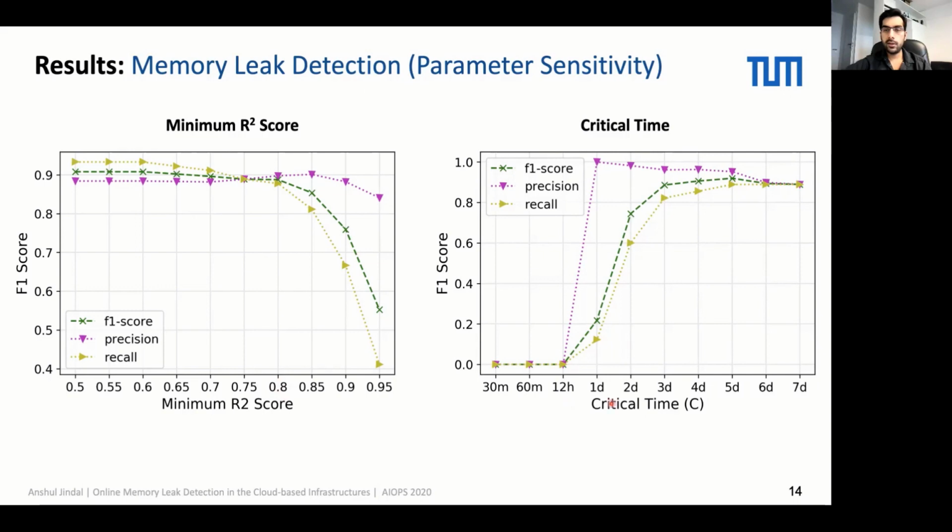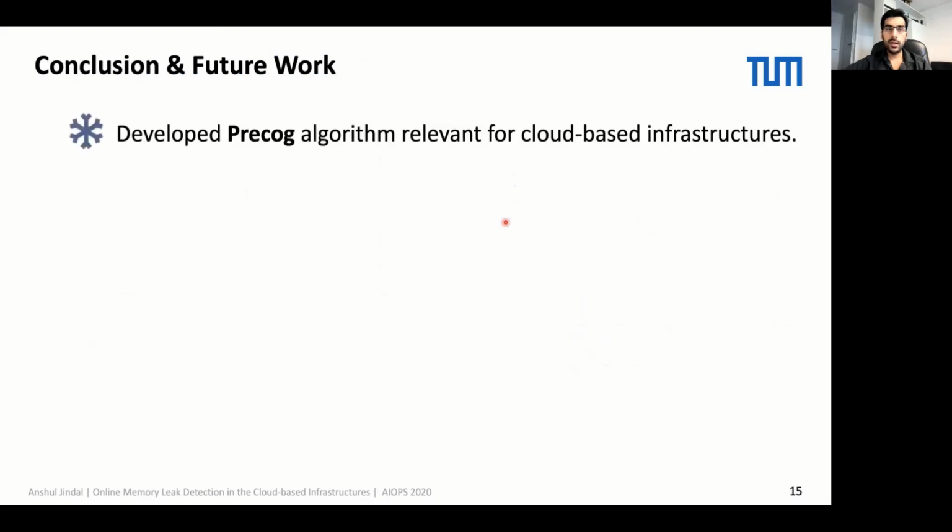Similarly, the critical time is mostly dependent on the data set and what is useful for us. We have 7 days as quite useful for the data set which we had, but keeping it very short is not good. We can see that after 3 or 4 days, the accuracy remains quite the same. So that's what we had as part of this paper.